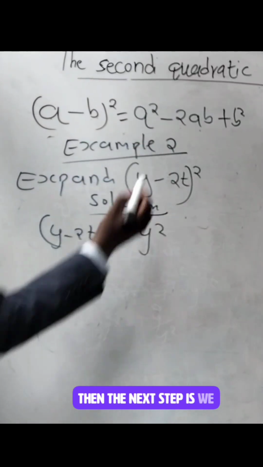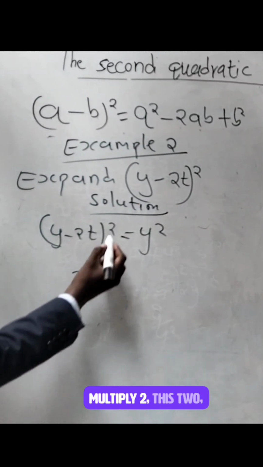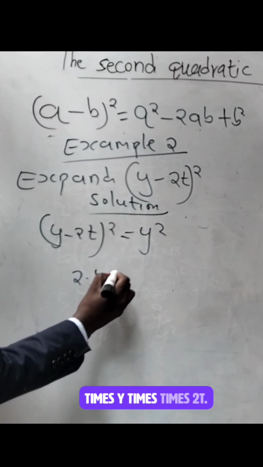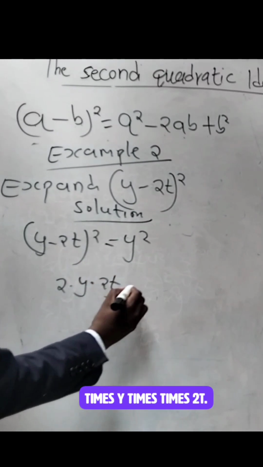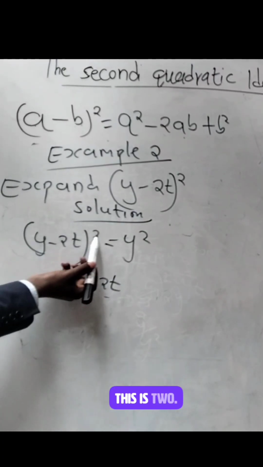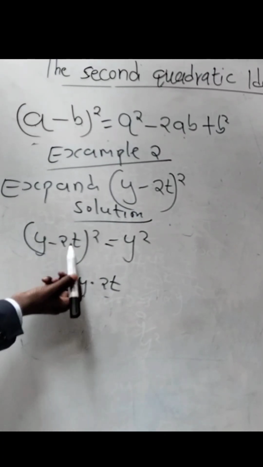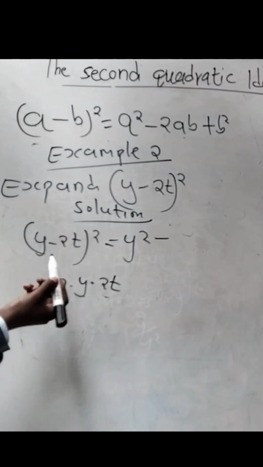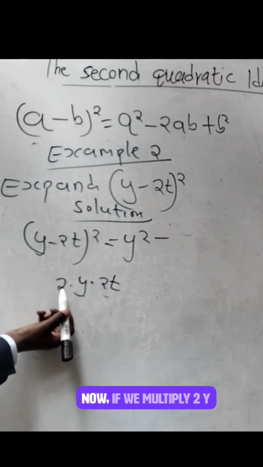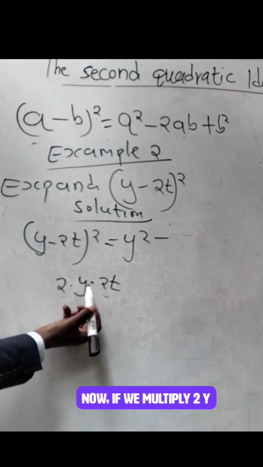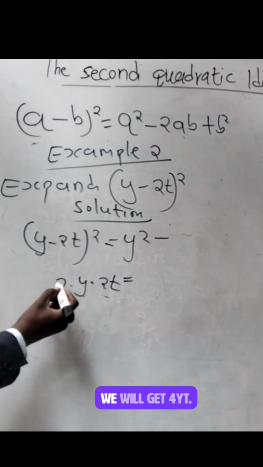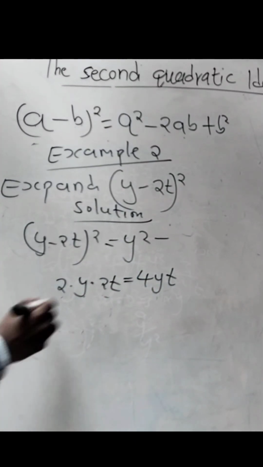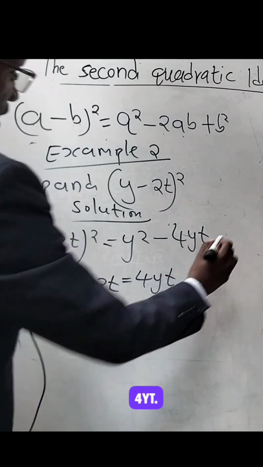Then the next step is we multiply 2 times y times 2t. This is 2, this is y, this is 2t. Remember, here we have a minus, we have to put it here. So this is a minus, we have put it there. Now, if we multiply 2 times y times 2t, what do we get? We get 4yt. We write it here, 4yt.